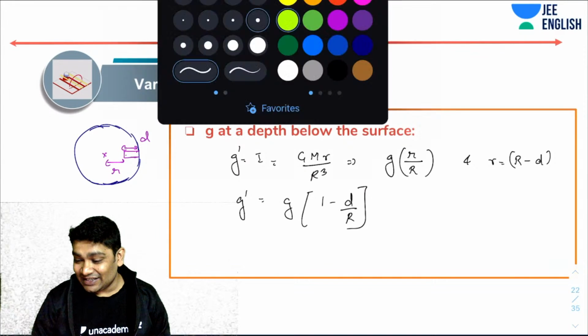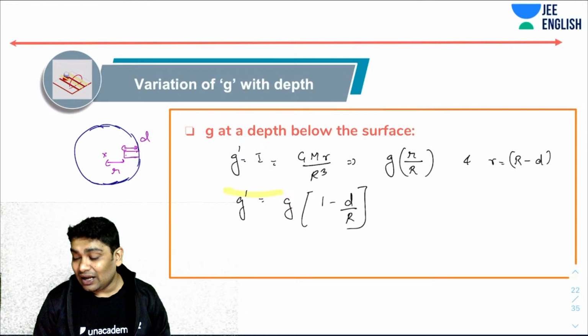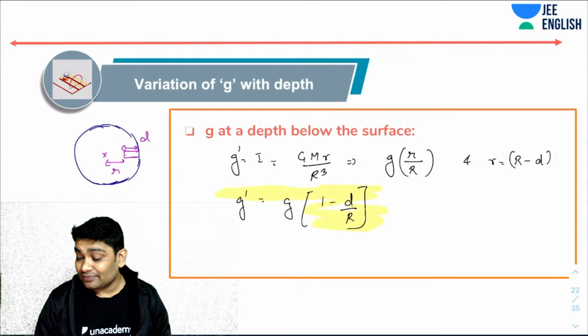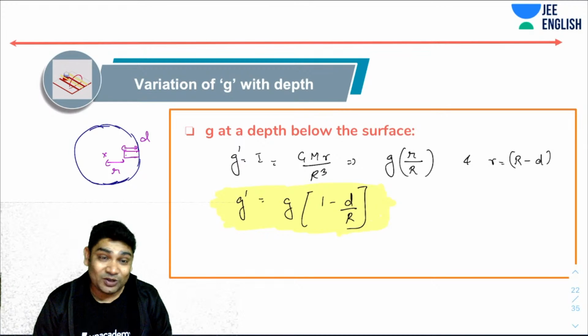So yes, this is another important formula that you must remember. And the good part about this is absolutely no assumptions here. So this is always valid. We do not make any assumptions before getting this formula. So this is valid, this is true, even for a depth equal to R.